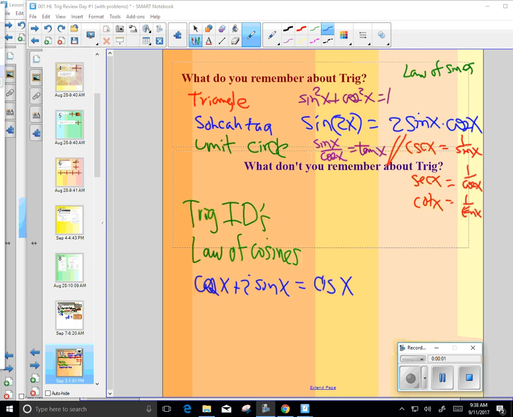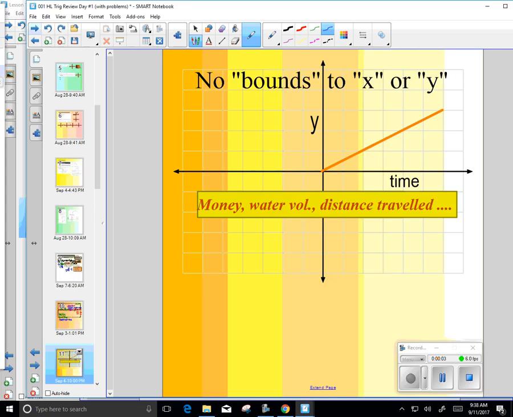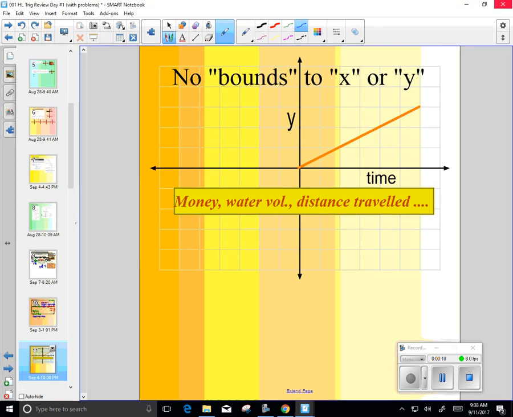We're going to start with trigonometry. The best way to describe it is to go back to something that's familiar to you. Let's say we take a line and we just run with it. So we take a line, we talk about money. You work more hours, you get more money if you're working. If you travel more time, you go a greater distance.